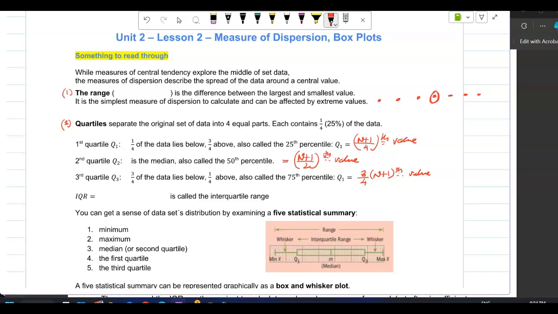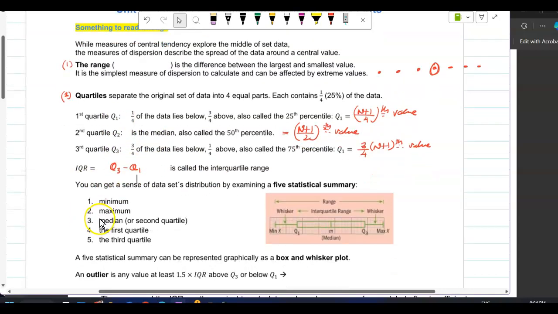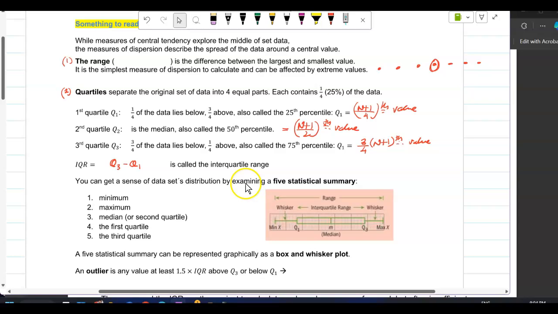IQR, the interquartile range, is Q3 minus Q1. You can get a sense of the data set's distribution by examining the five-number summary. This is called a box and whisker plot, where you have the lowest, the lower quartile, the median, the upper quartile, and your maximum. Your range is highest minus lowest, and your interquartile range is the difference, Q3 minus Q1.